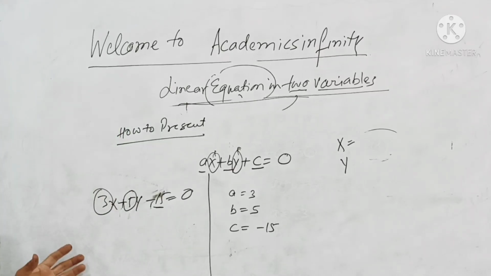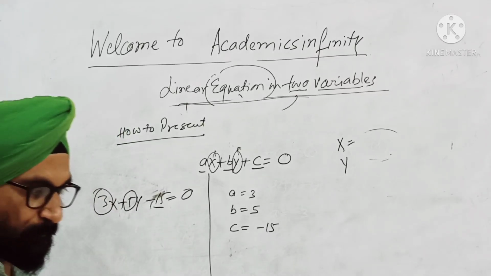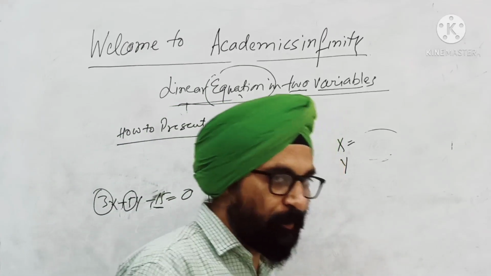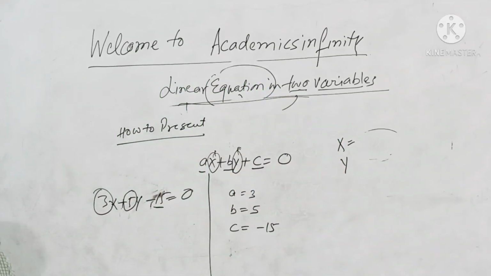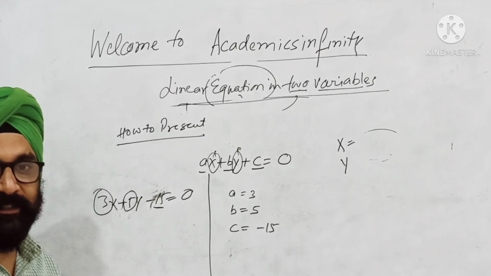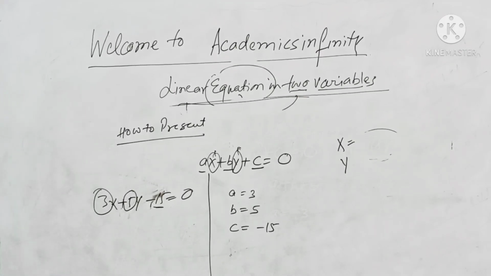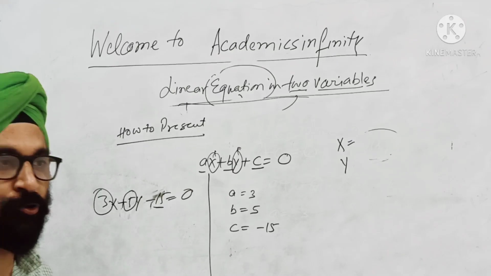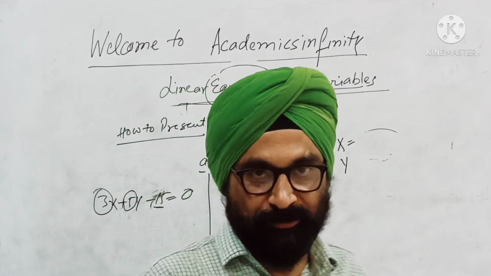I have already discussed the linear equation in one variable. Linear equation in one variable has only one solution. x has only one solution. Here there is only the one variable, so it has a definite, unique solution. But a linear equation in two variables has multiple solutions, infinite solutions.